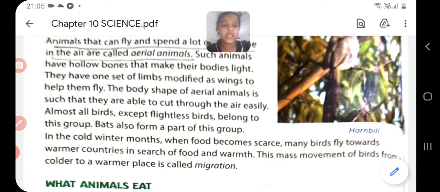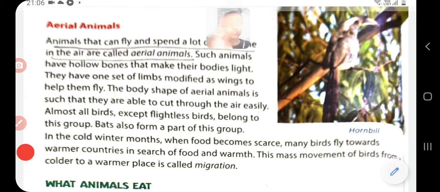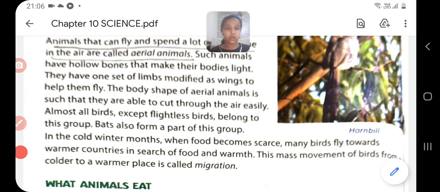The body shape of aerial animals is such that they are able to cut through the air easily. Unki body shape aisi hoti hai jo hawa mein acche se ud sake. Almost all birds except flightless birds belong to this group. All birds except the flightless birds, meaning the kiwi, penguin and ostrich, can fly and belong to this group. Bats are also a part of this group.